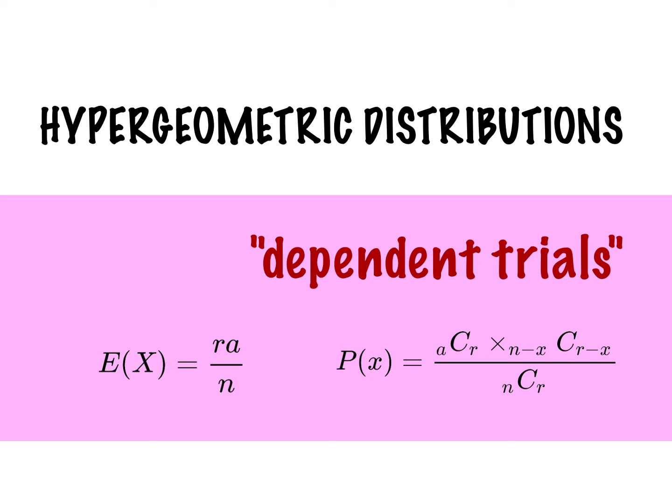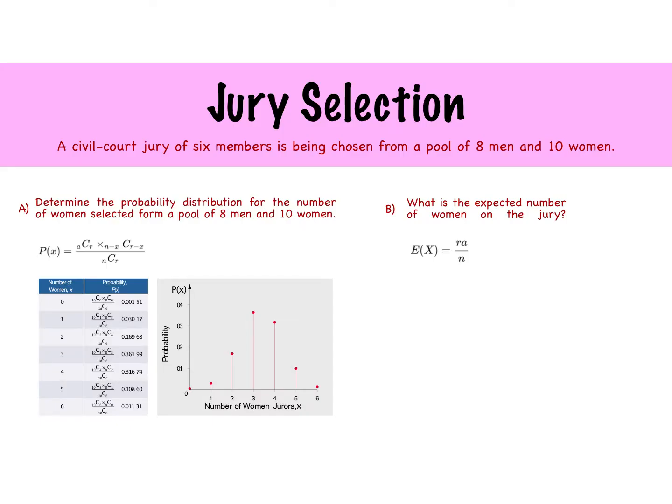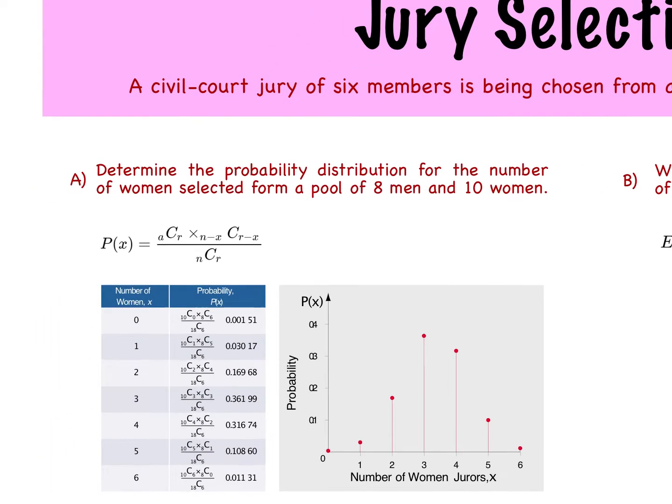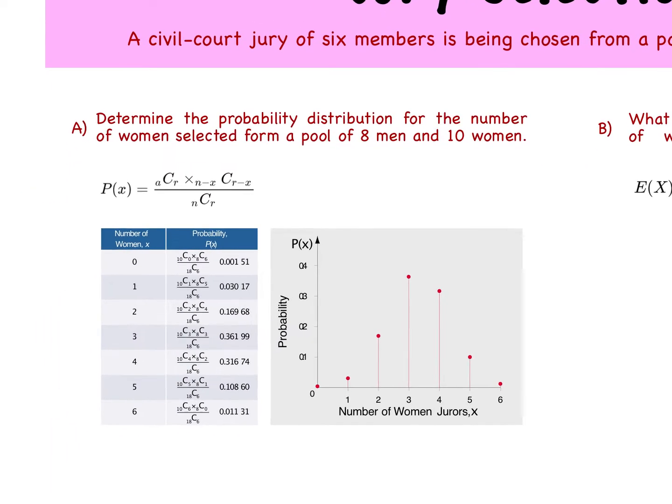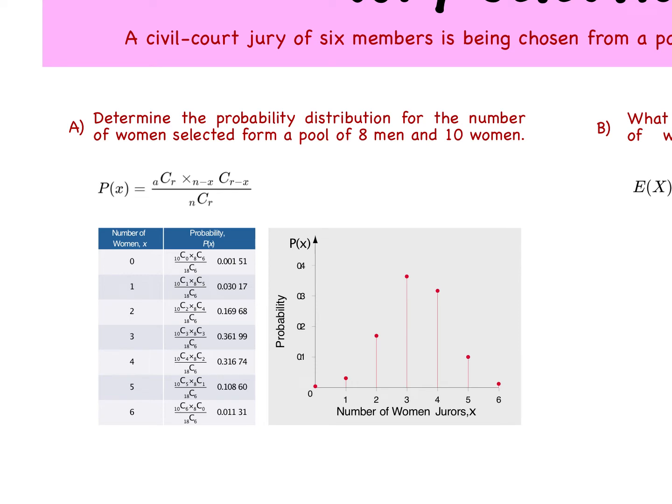Hypergeometric distributions. In our first example, jury selection, a civil court jury of 6 members is being chosen from a pool of 8 men and 10 women. In part A, we're going to determine the probability distribution for the number of women selected from a pool of 8 men and 10 women.